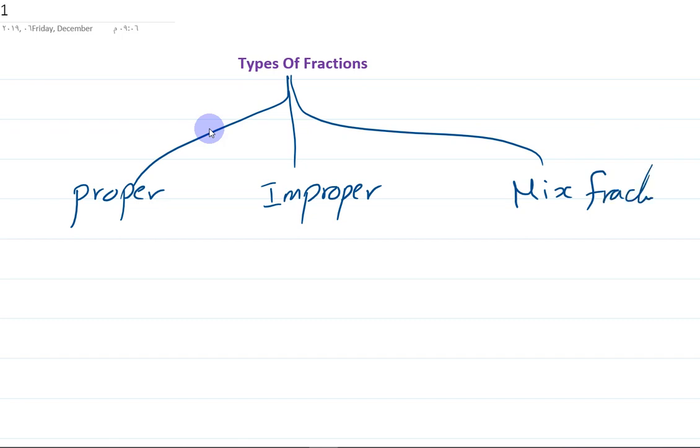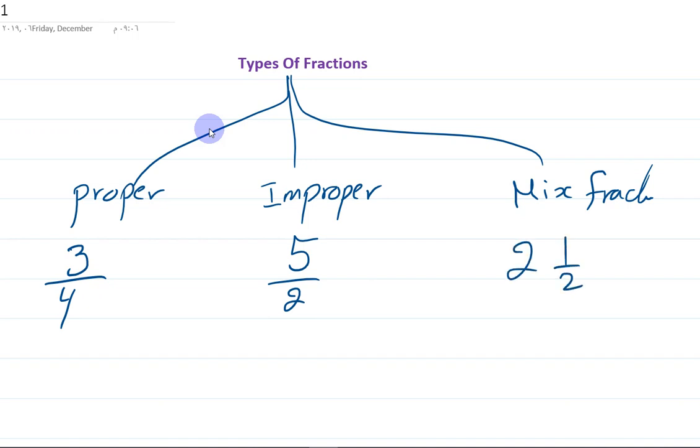A proper fraction means the numerator is smaller than the denominator, meaning the number up is smaller than the number down. An improper fraction is when the numerator is bigger than the denominator, for example 5/2. For the mixed fraction, I have a whole number with a fraction.